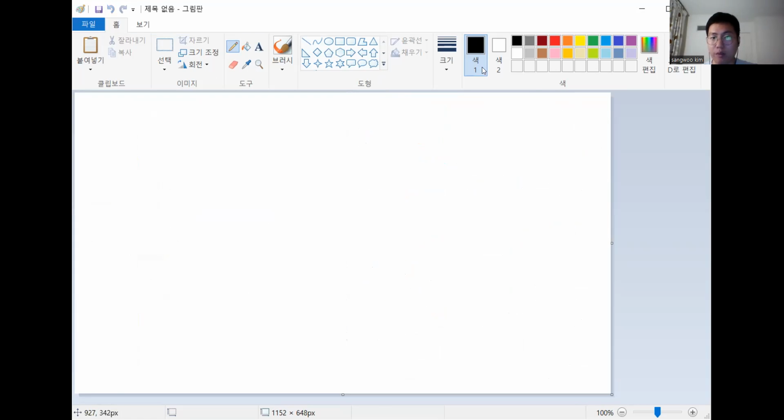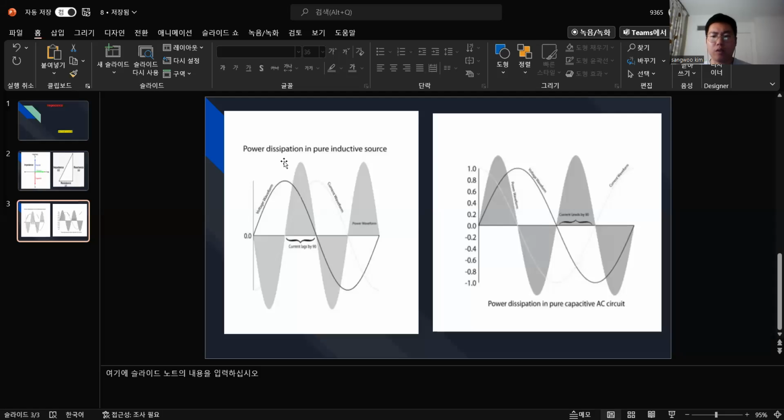Where is it? Give us a minute, guys. Okay, here you can see power dissipation in a pure inductive source, or AC circuits in the capacitor. So what I want to say is, look at that. Let's move on. I'll explain more about it.